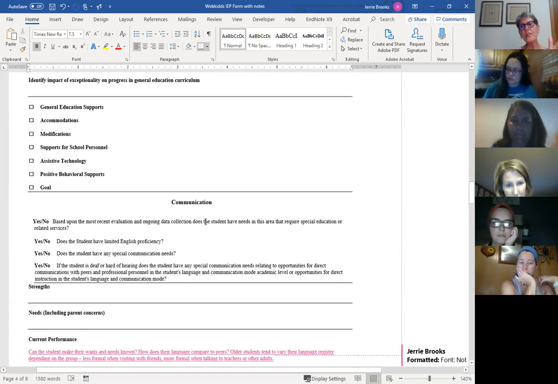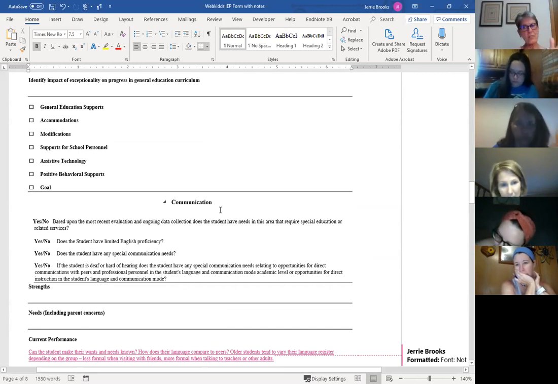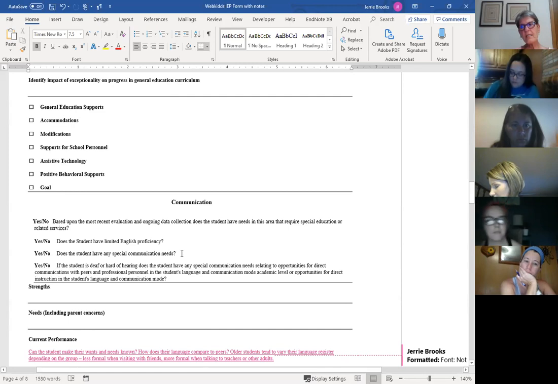Okay, so the section on communication is talking about oral or verbal communication. It's not talking about written, it's talking about oral. And you want to know if they need services, like related services, which would be speech and language therapy. Is it an ESL student, somebody that's limited English? Do they have special communication needs?